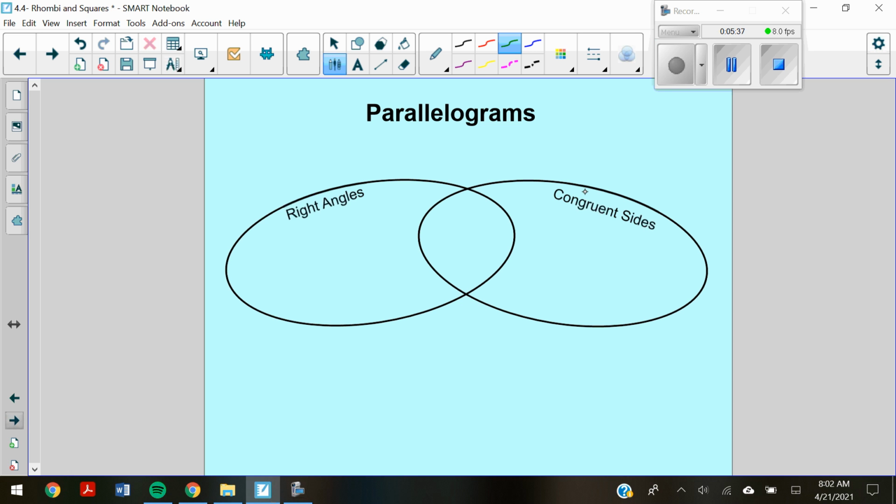And that holds true for all of my squares. Okay, so parallelograms. What has right angles? Well, we have rectangles. And what has congruent sides? Rhombi. And what has right angles and congruent sides? A square. So a square is like a perfect rectangle rhombi child.